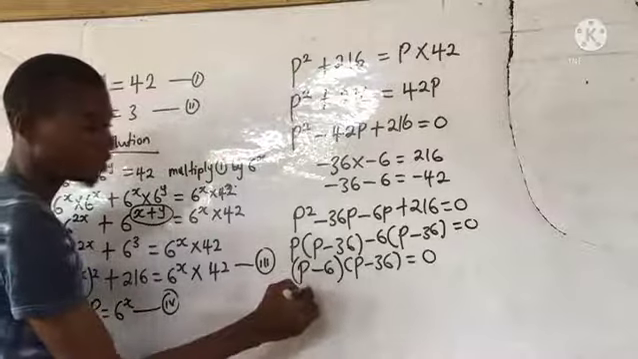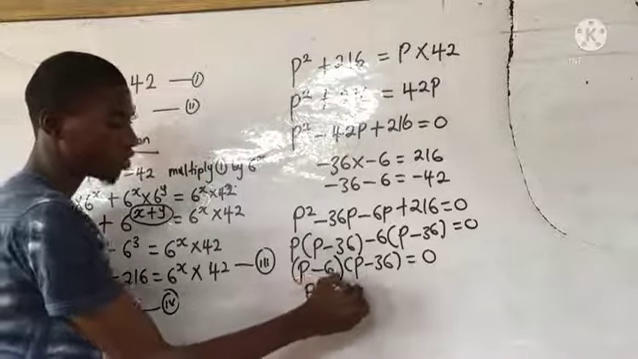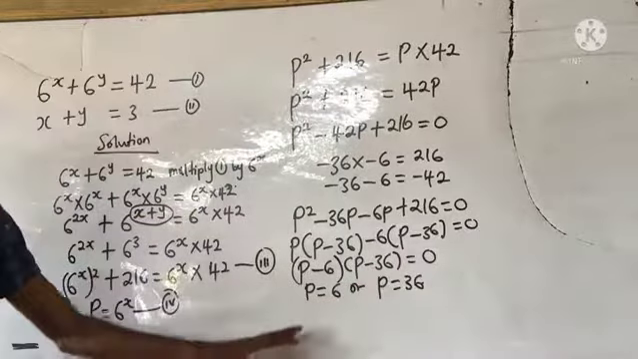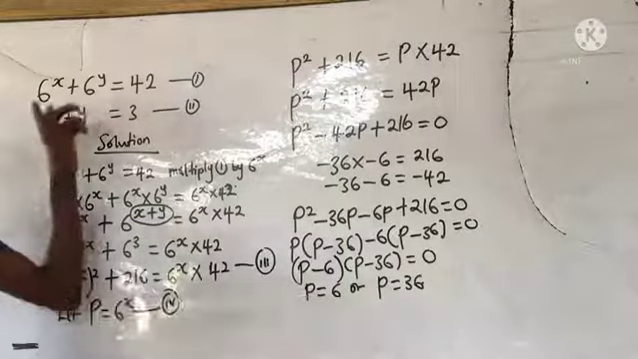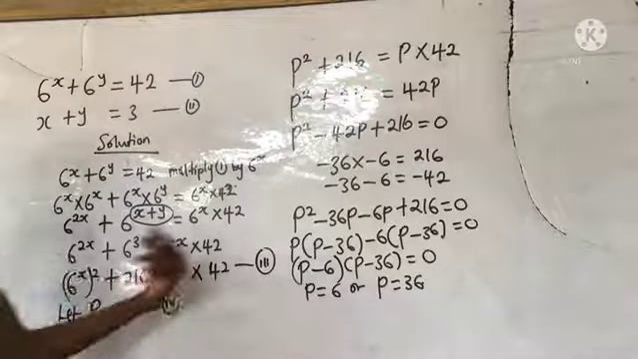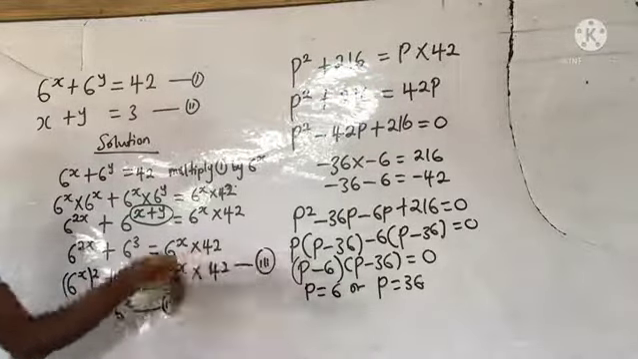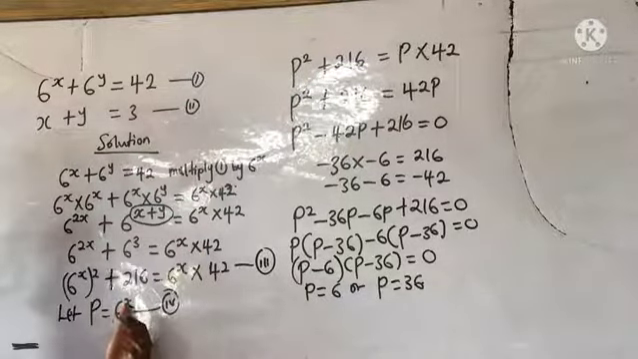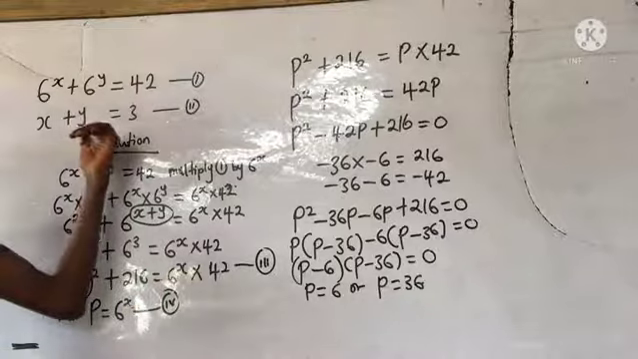And this will lead to what? P is equals to 6 or p is equals to 36. Now we've gotten the value for p, but remember the question just asks us to find x and y, not p. So we have to go back to equation 4 to get x. So after getting the value for x, then you now find the value of what? Y.